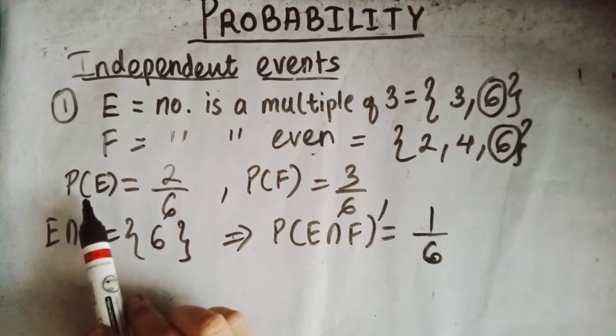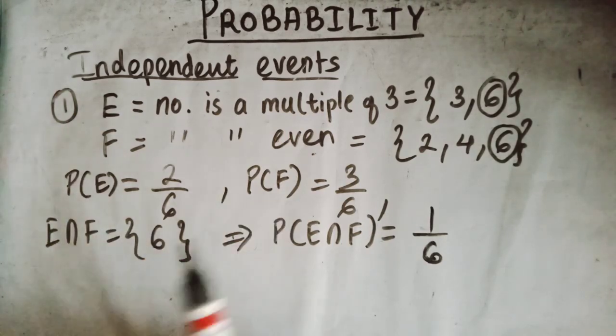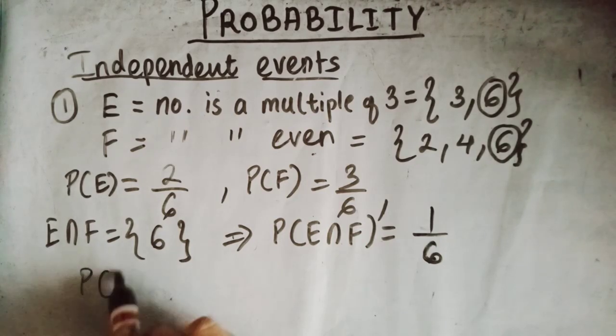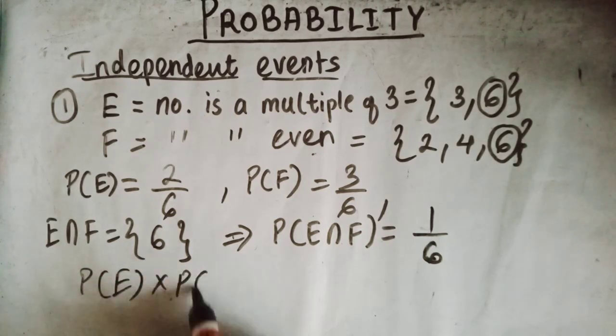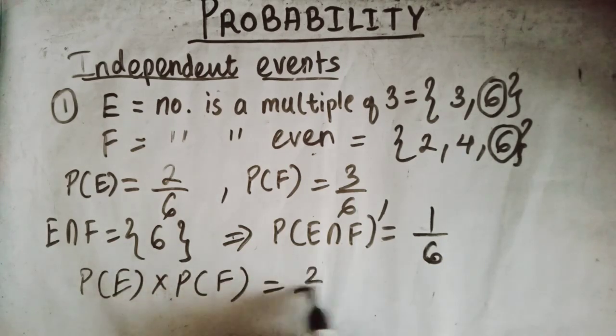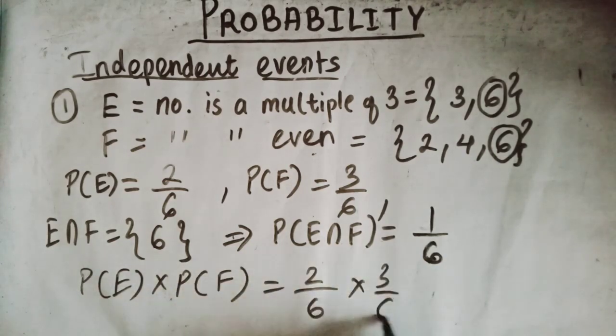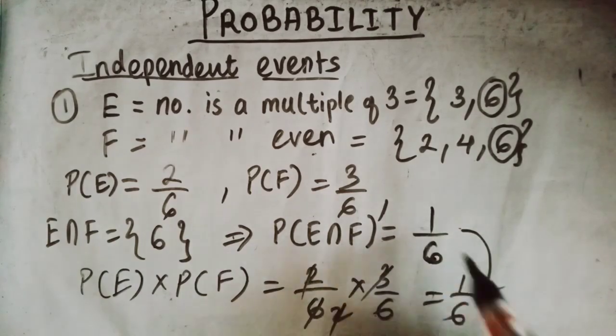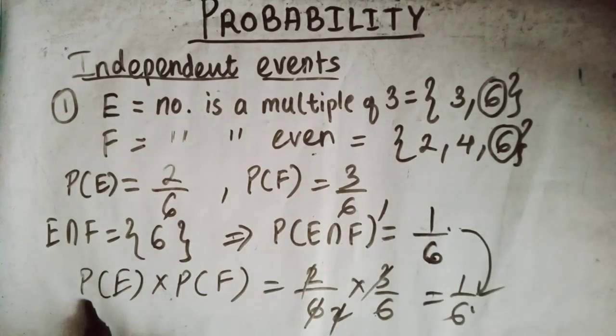Now let's check for P of E into P of F. So it is 2 by 6 into 3 by 6. So it comes to 1 by 6. So we get P of E intersection F is equal to P of E into P of F. So we can say that E and F are independent events.